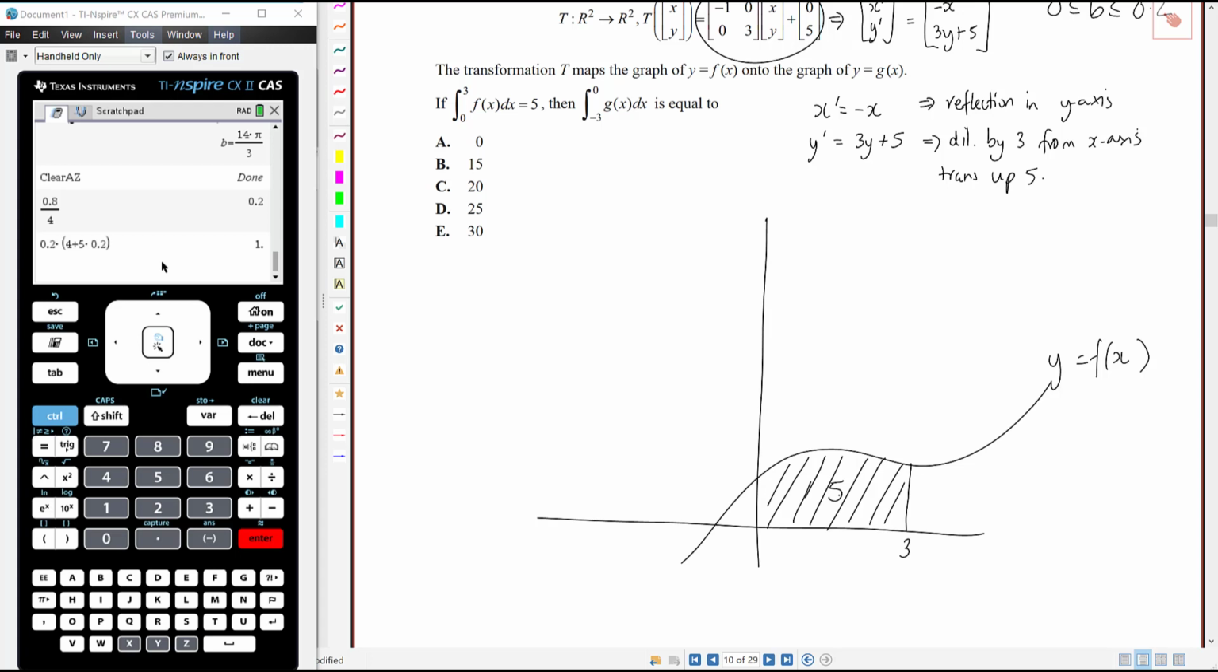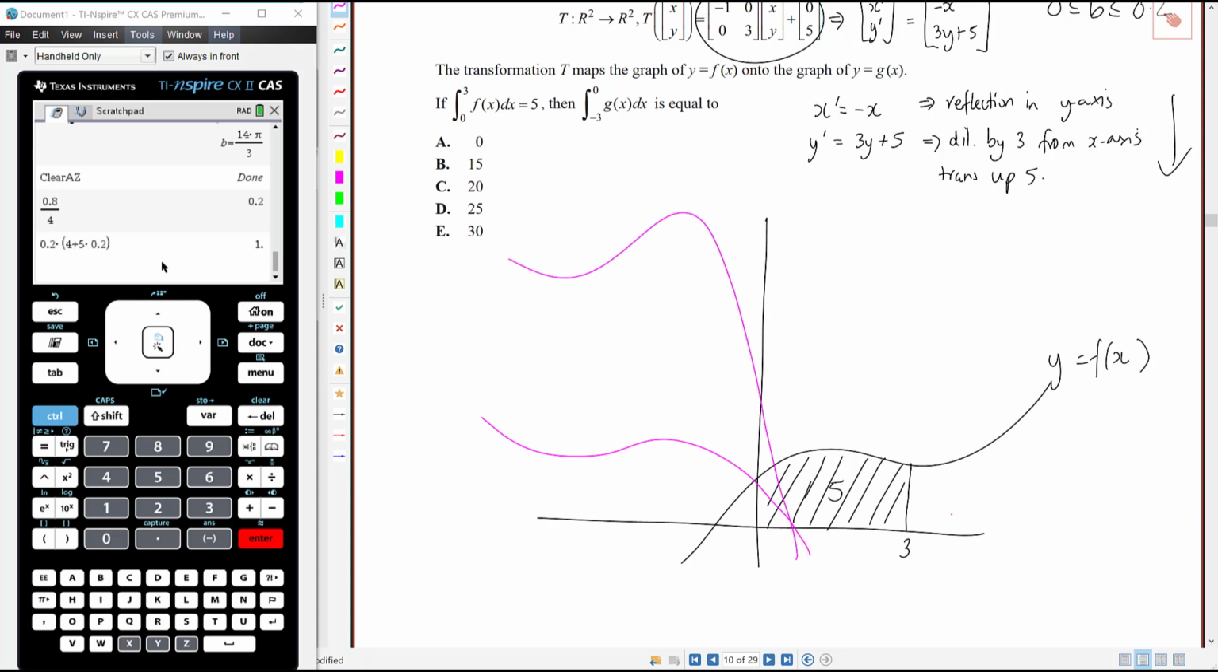So then what we want to think about is, to get from f of x to g of x, we do this series of 3 things. So we reflect it in the y-axis first, which is going to do that. Okay. Then we dilate it by a factor of 3 from the x-axis, sorry. So that's going to make it taller, even taller than that probably.